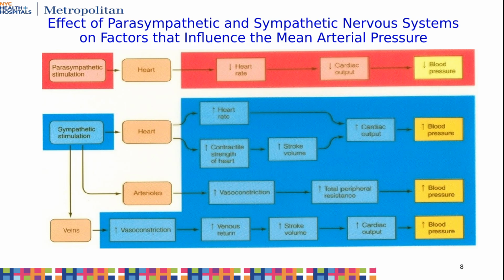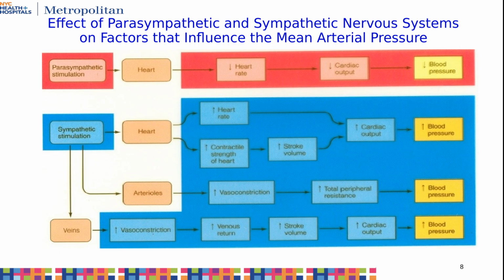Mean arterial pressure is influenced by heart rate, stroke volume, vascular resistance, and venous return. Sympathetic activation generally pushes all of those in the direction of higher pressure: faster heart rate, stronger contraction, more venous constriction, and more arteriolar constriction. Parasympathetic activity mainly works on the heart, especially lowering heart rate.